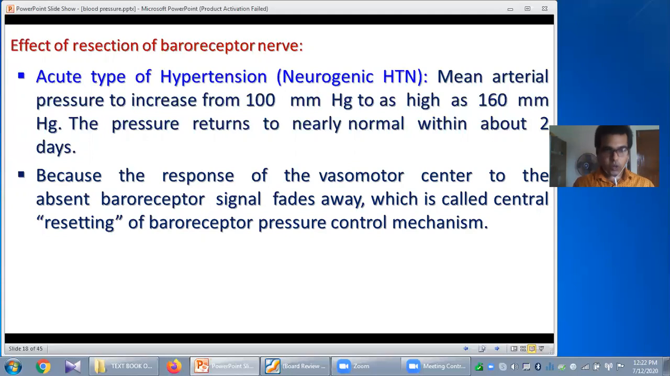Okay, so it will cause an acute hypertension, not chronic. Okay, and this is called neurogenic hypertension.